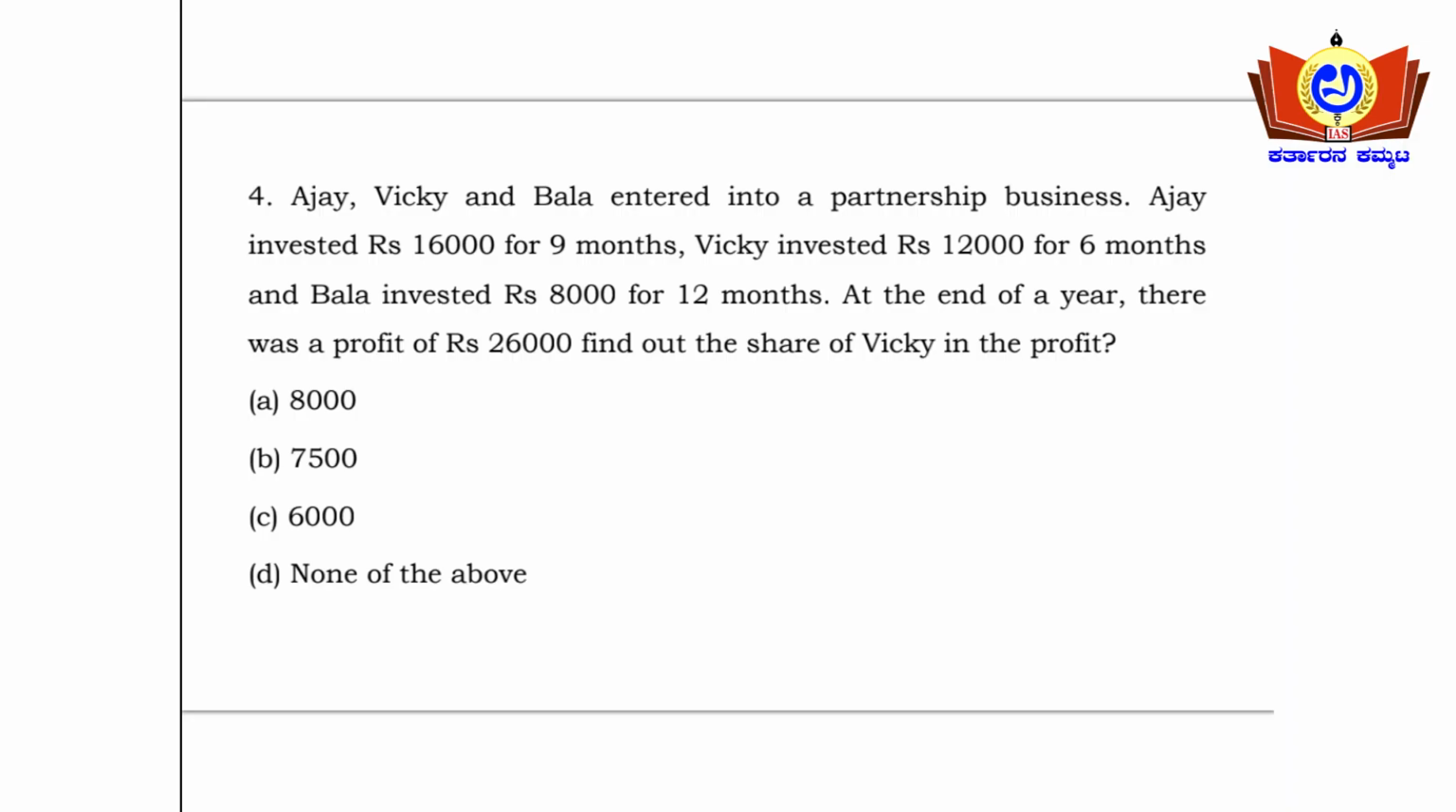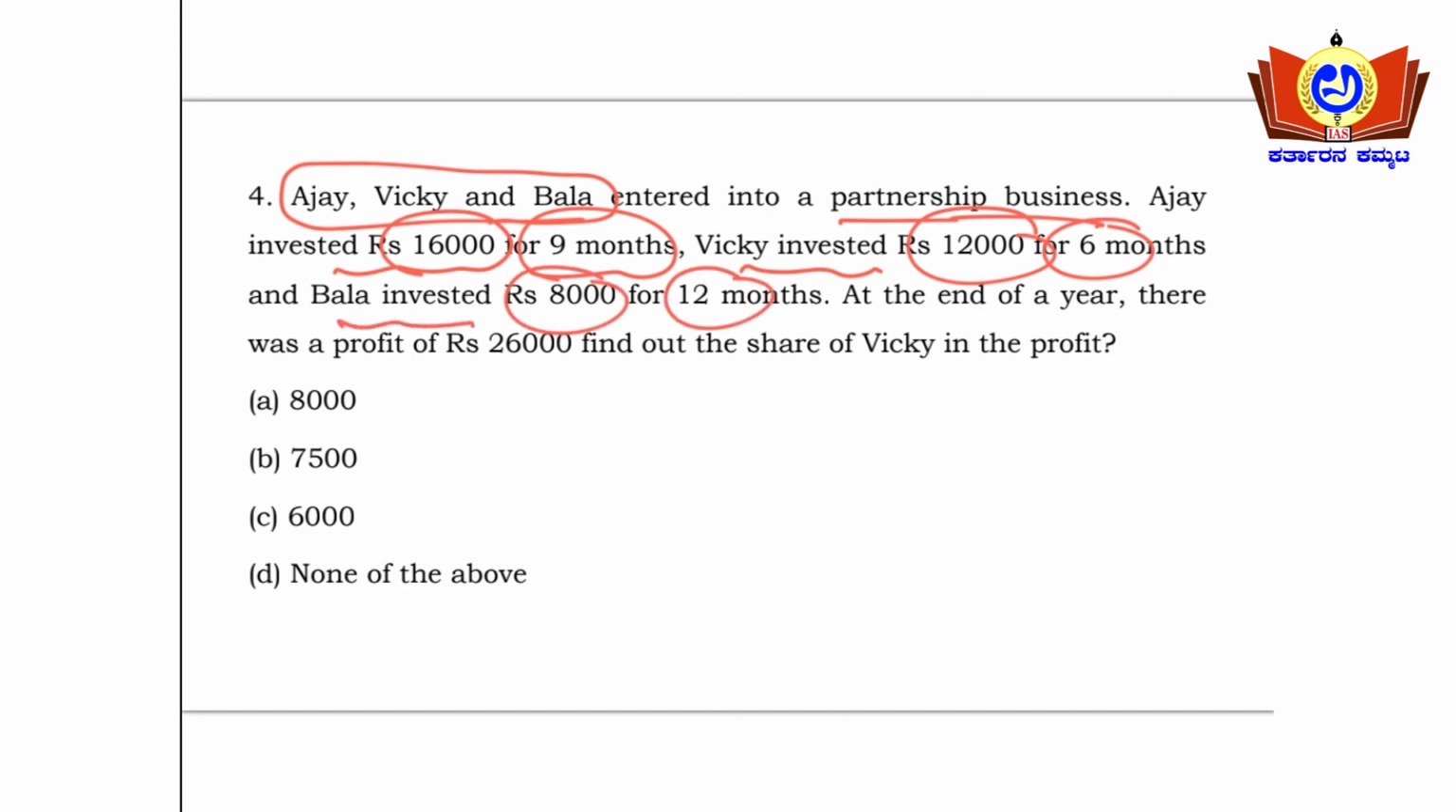Ajay, Vicky and Bala, 3 people are involved here. Ajay, Vicky and Bala entered into a partnership business. Ajay invested 16,000 for 9 months. Vicky invested 12,000 for 6 months. And Bala invested 8,000 for 12 months. At the end of the year, there was a profit of 26,000. Find out the share of Vicky in the profit. Okay, I'll be solving it on the next page.